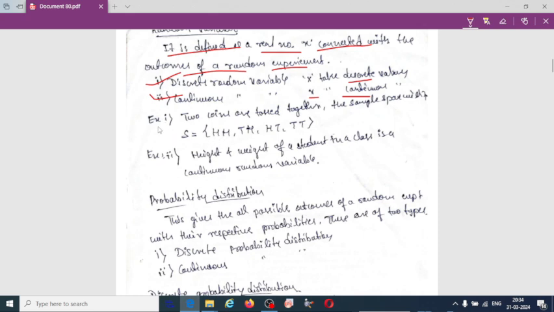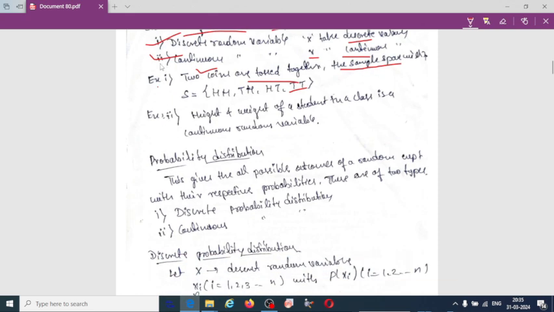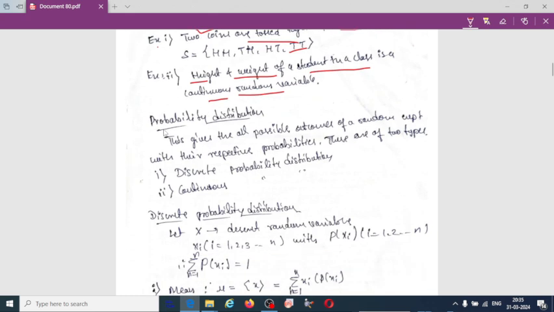An example for a discrete random variable: 2 coins are tossed together. The sample space will be given by, you may get head head, tail head, head tail, or tail tail if you toss 2 coins. Another example, for the second one, continuous random variable, is the height and weight of a student in a class, which is a continuous random variable. So you should know the difference between discrete and continuous with examples.